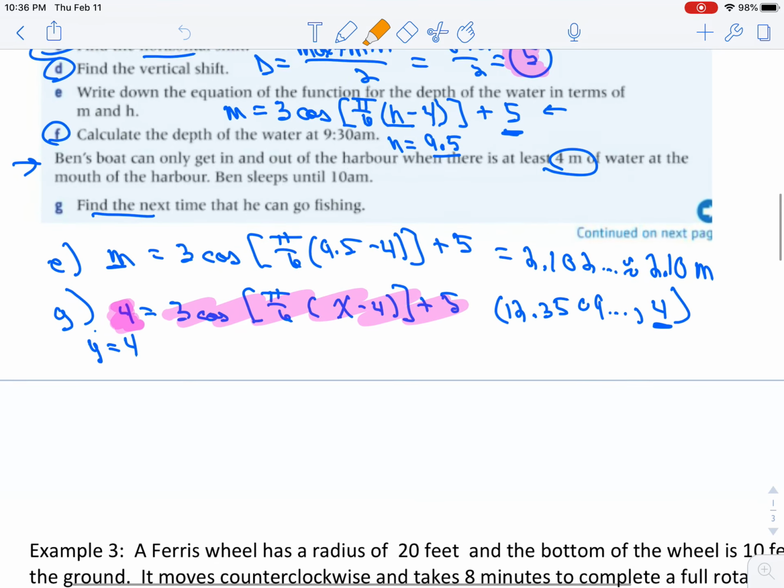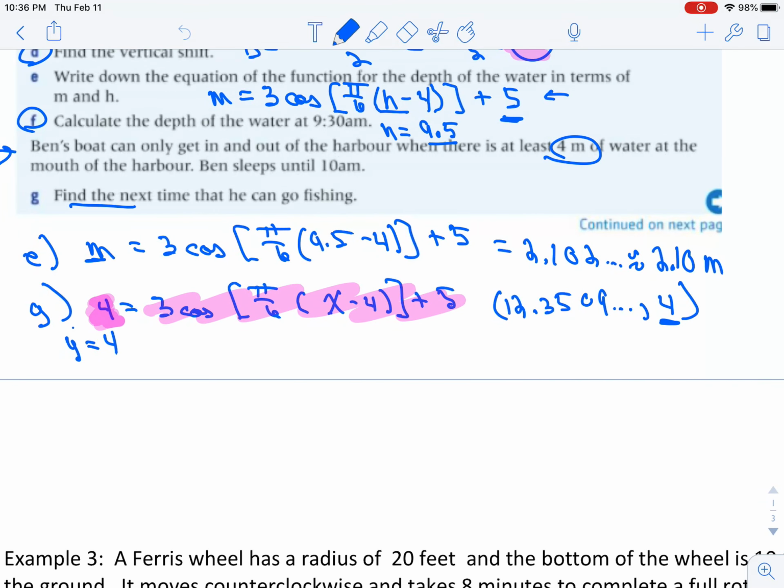This keeps freezing, I'm not sure why. If you use the intersect feature on your calculator, then you're going to come up with this answer.